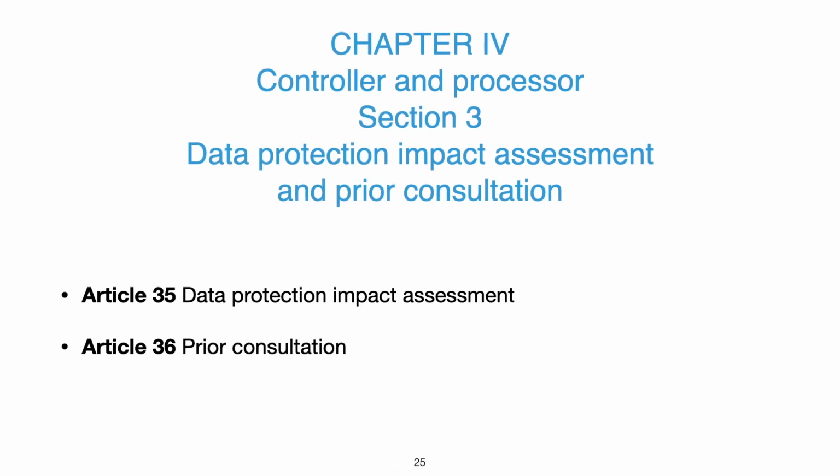Section 3 of Chapter 4 of the GDPR deals with impact assessment and prior consultation. Often, after there's been a problem, people might say, well, we could have told you that was going to happen. What did you expect? Did you not think about that? Did you not consider all of the issues in advance? And Section 3 addresses that issue.